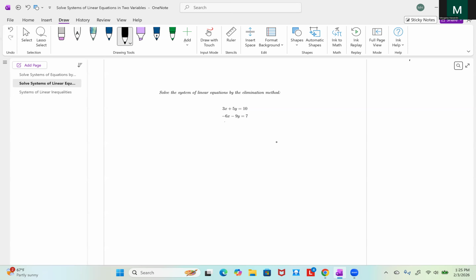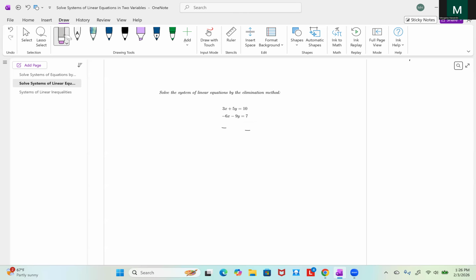If we add these equations as they are given without changing anything, none of the variables will disappear. For example, if we add, we get minus 3x. And then 5y minus 9y is minus 4y. 10 plus 7 is 17. So we still have x and y. Our goal is to eliminate one of the variables when we're adding.